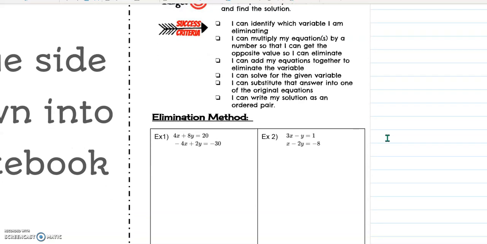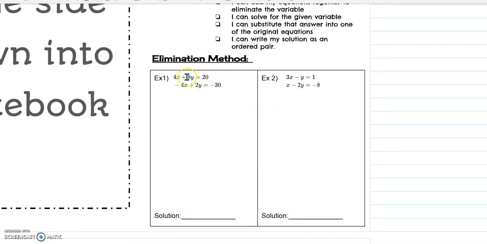So if we look at example 1, we have 4x plus 8y equals 20, and then negative 4x plus 2y equals negative 30. Notice these 4x's, the 4x and the negative 4x, those are already opposites. So we don't have to multiply our equations by anything. We can add our equations together to eliminate the 4x. So I'm going to add my equations together.